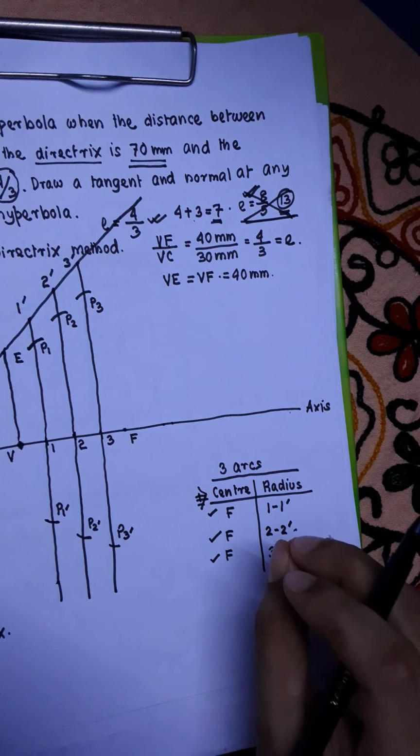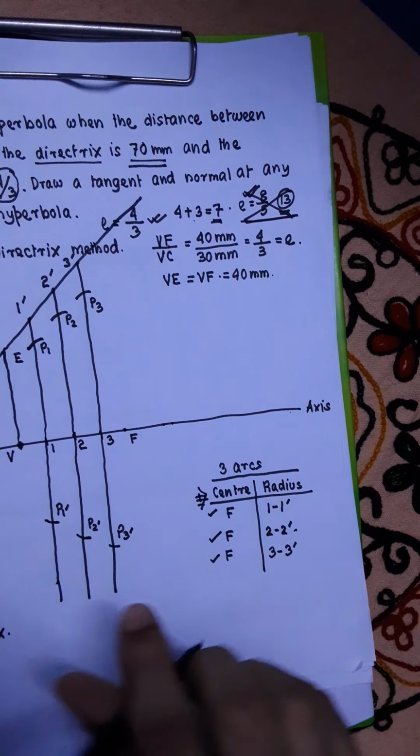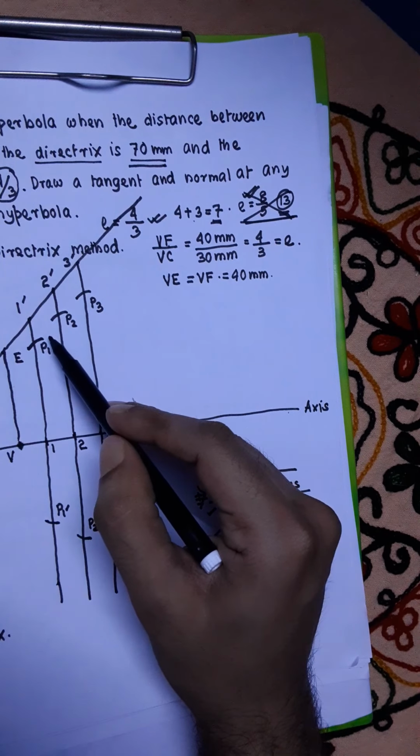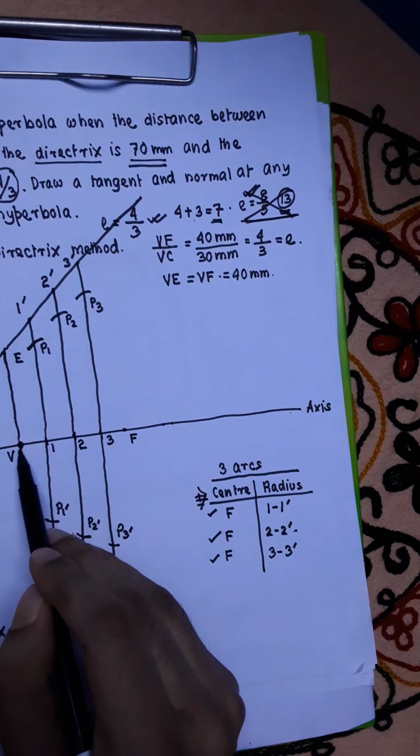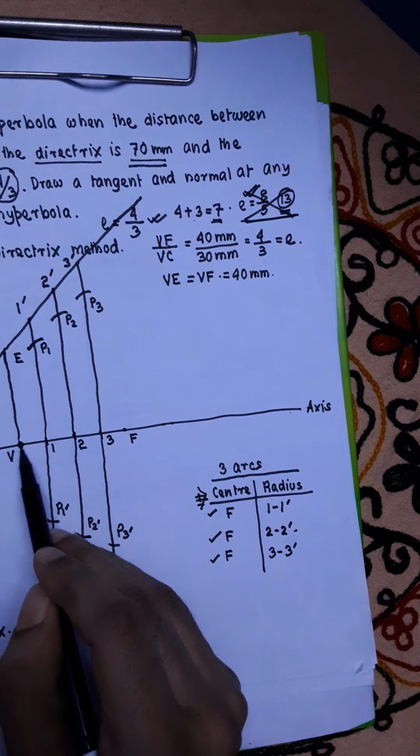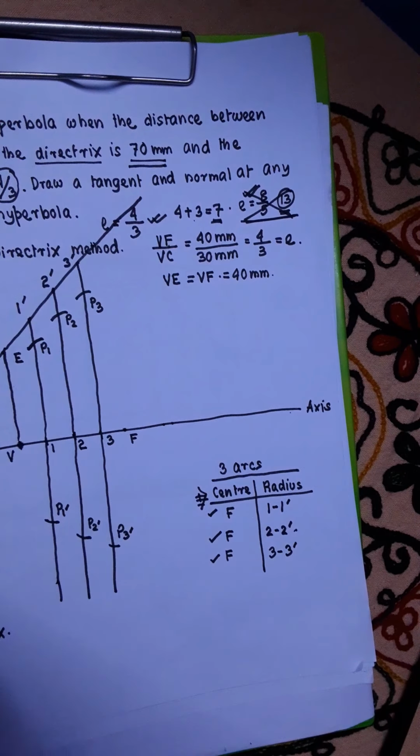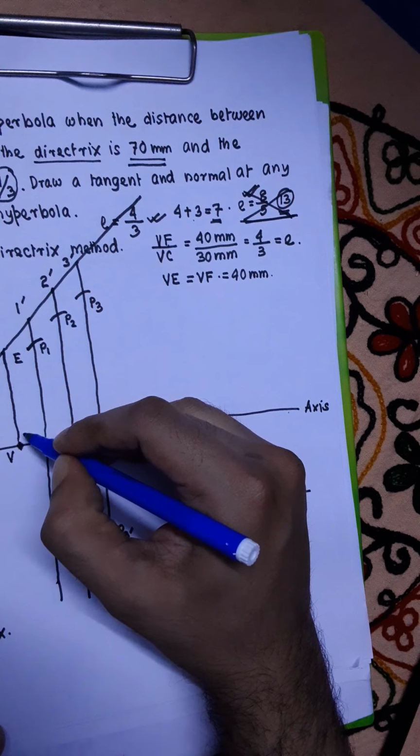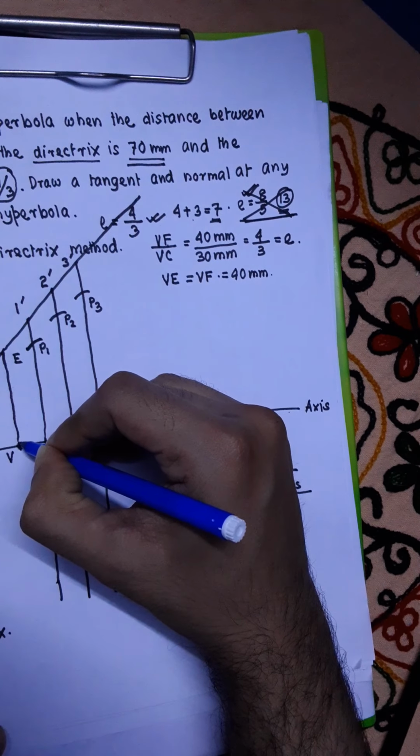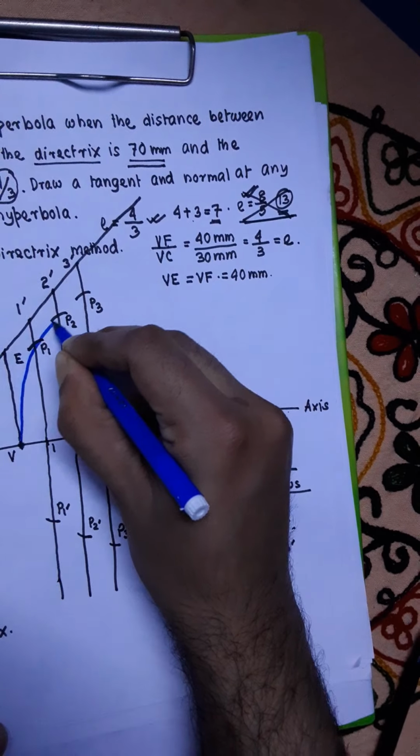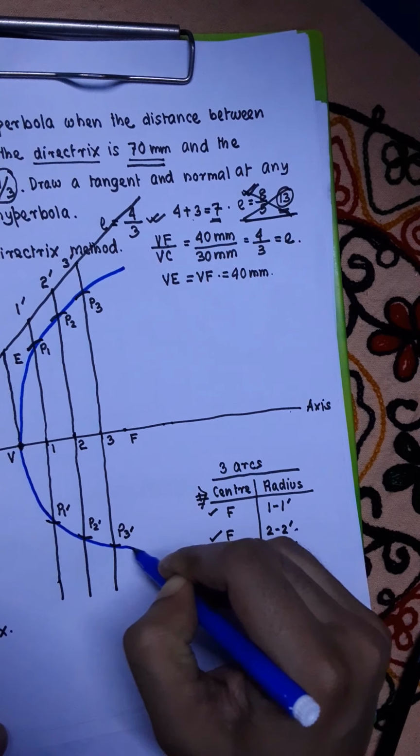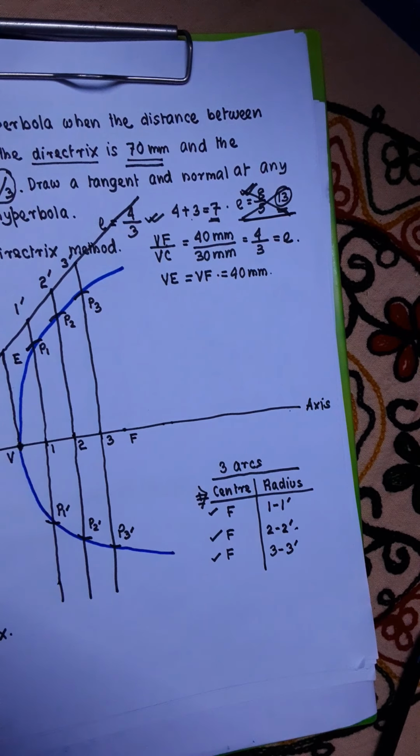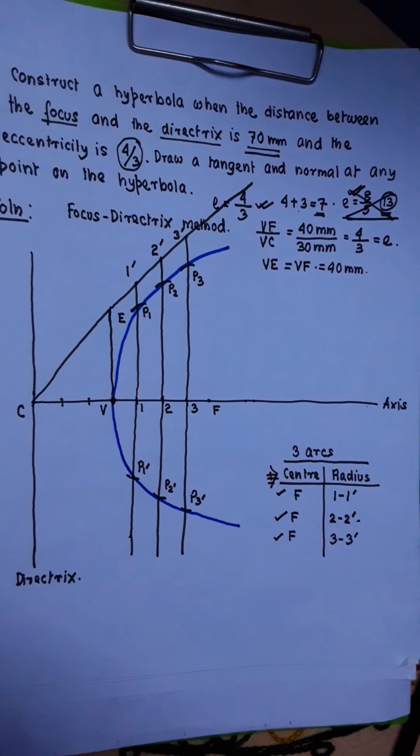So now you are ready with some points which, if joined with the help of French curve, will give you the required hyperbola. So how many points do you have which you can join to get the hyperbola? P1, P2, P3, P1 dashed, P2 dashed, P3 dashed, and the vertex. You should not forget the vertex. So these 7 points, if you join by a smooth continuous curve by using the geometrical instrument French curve, then you are going to get the desired hyperbola. So it will look somewhat like this. This is how your hyperbola will look finally after the construction is complete.